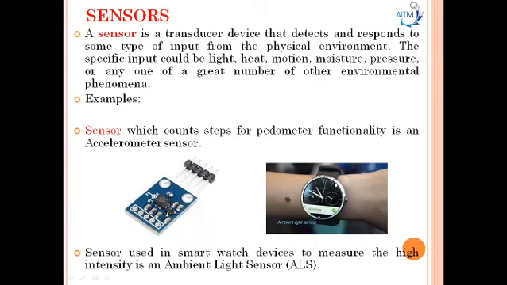Now another example, the sensor which is used in smart watch devices here. These sensors are used in smart watch devices to measure the light intensity, and that sensor is called an ambient light sensor here. So smart watches use ambient light sensors to detect the surrounding light intensity and use an electrical or electronic actuator circuit to adjust the screen brightness.